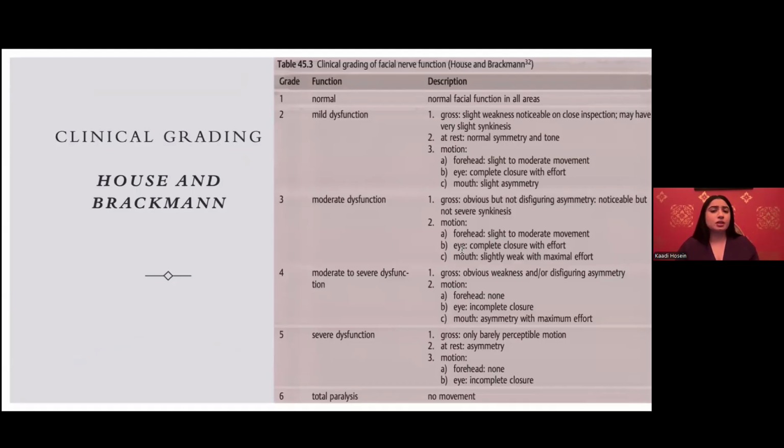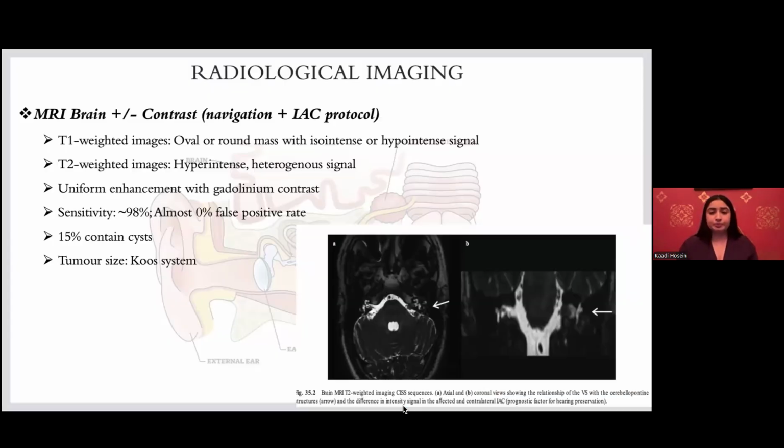This is the House and Brackmann facial nerve grading system, which is widely used as an analytical tool developed to quantify facial function, characterized by the degree of facial paralysis, and provide reproducible information. It's simple, sensitive, accurate, and reliable, grading facial function in 6 steps, from 1 assigned to normal and 6 representing total or complete paralysis. Intermediate grades vary according to the function at rest and with effort.